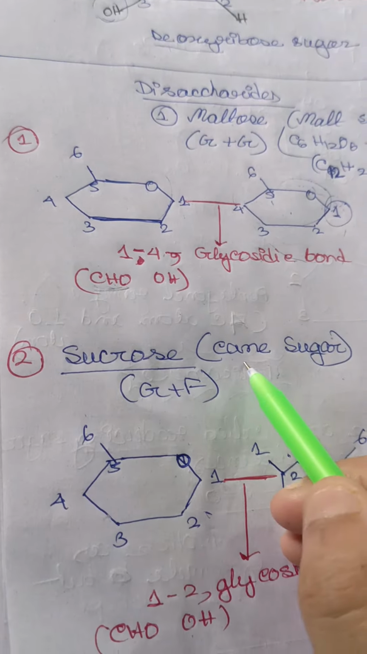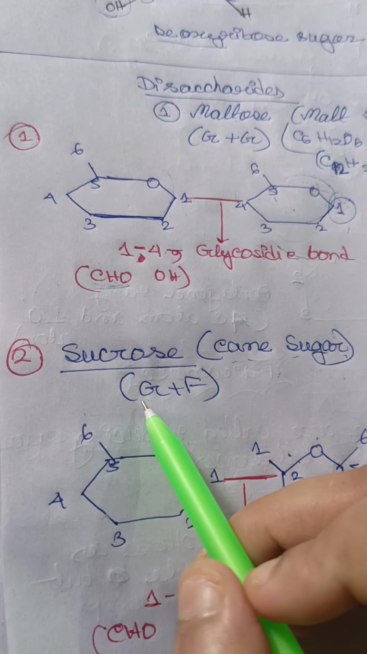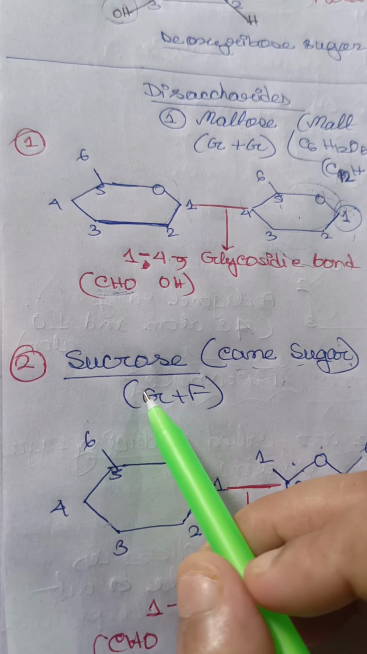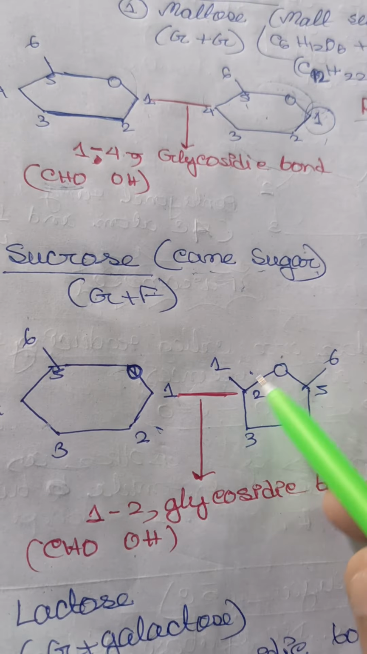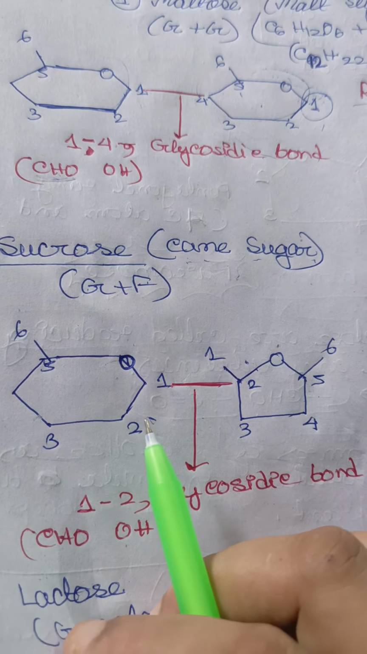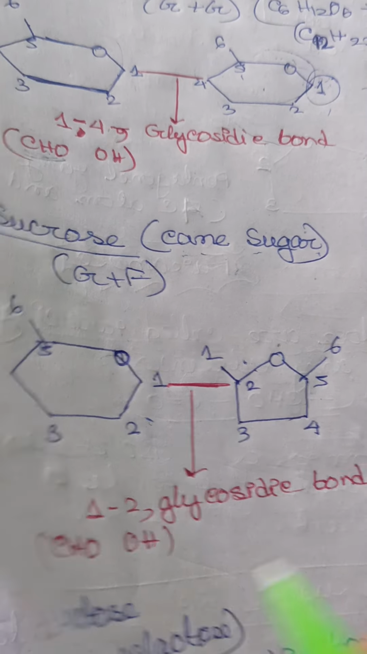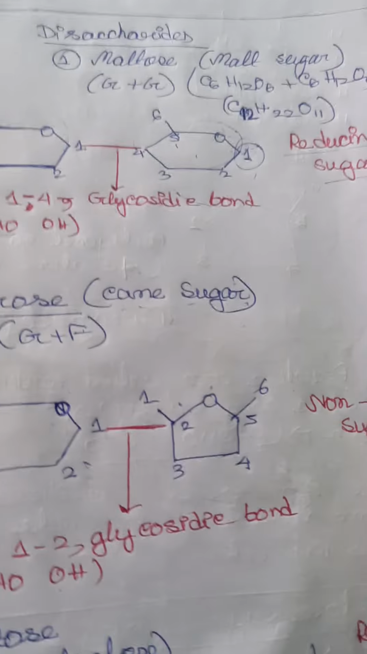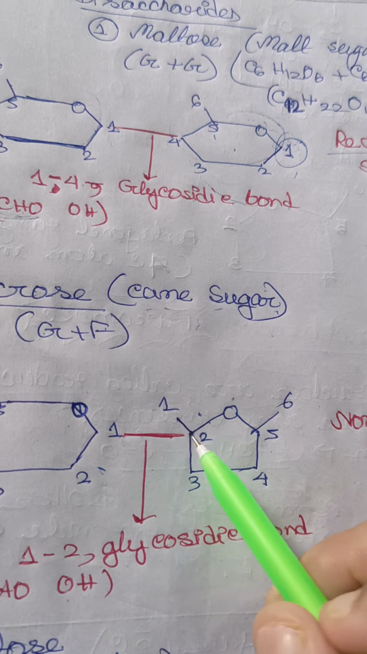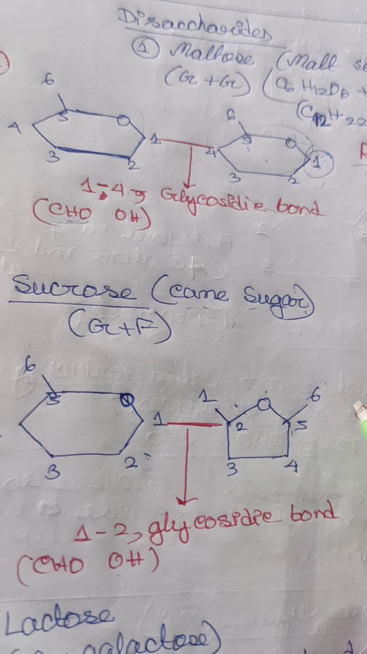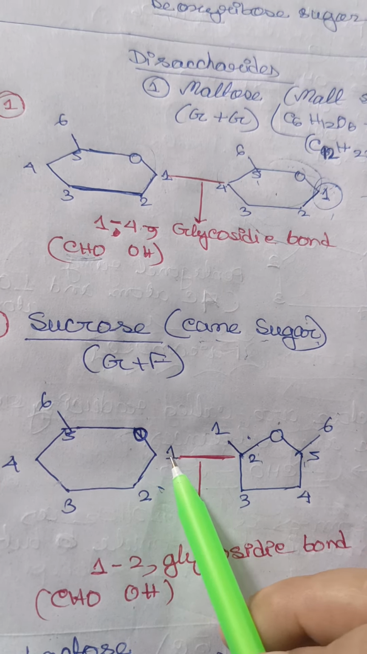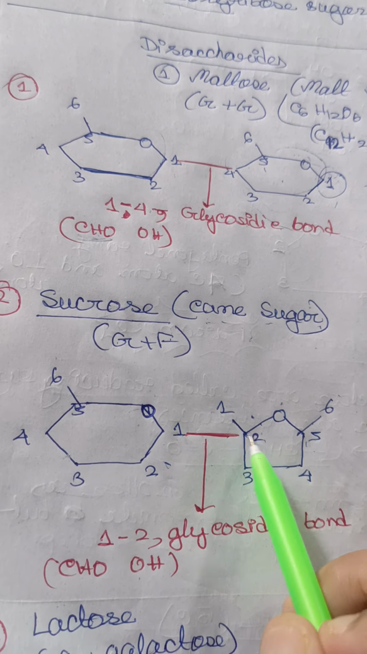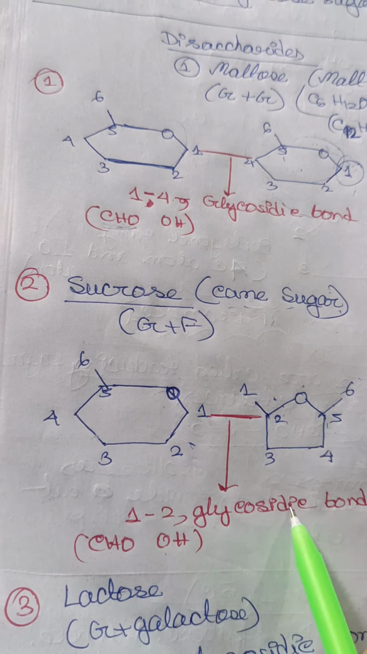Now sucrose. Sucrose is also known as cane sugar. The two units are glucose and fructose. So we know the structure of glucose is this and the structure of fructose is this. The bond is formed between 2 and 5. You see, between 2 and 5. And with 2 carbon, 1 carbon is attached. With 5 carbon, the 6 is attached. And the bond between this glucose and fructose will be with 1 and 2 carbon number. So that's why we call it a 1,2 glycosidic bond.